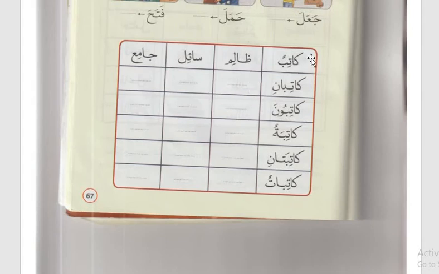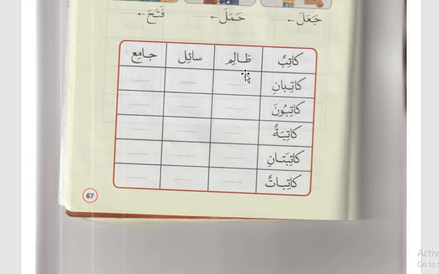Now, here we have a schedule and we have to fill in the blanks here. So, they are giving us the first one, the first word as an example, and we should do the rest. So we have katibun, katibani, katibune, katibatun, katibatani, katibatun. Now, we need to make this word ظالم, sa'il, and jana the same way. So, I'm going to do it verbally with you, inshallah.